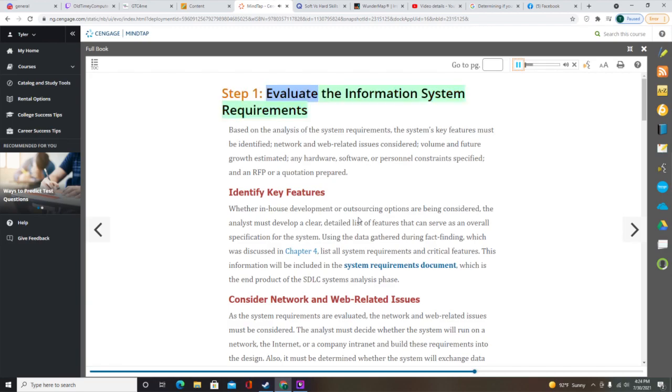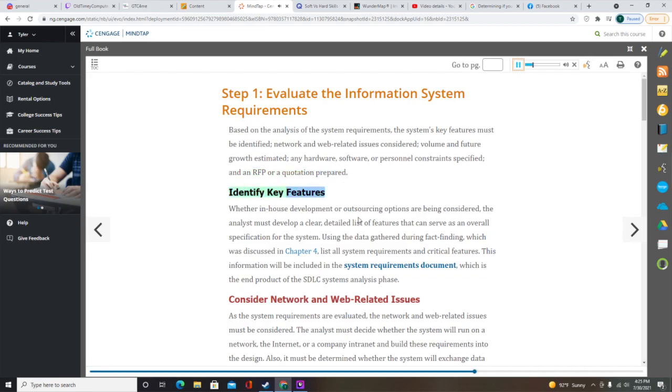Step 1. Evaluate the information system requirements. Based on the analysis of the system requirements, the system's key features must be identified. Network and web-related issues considered. Volume and future growth estimated. Any hardware, software, or personnel constraints specified. And an RFP or a quotation prepared.